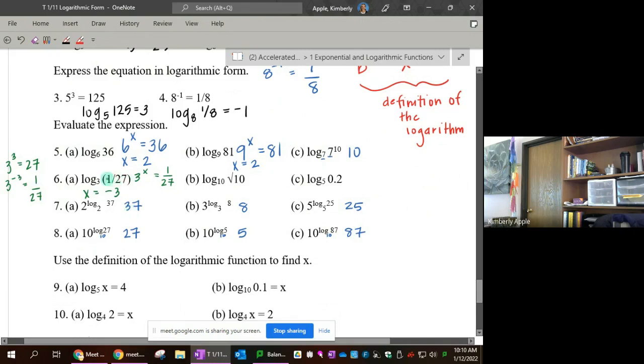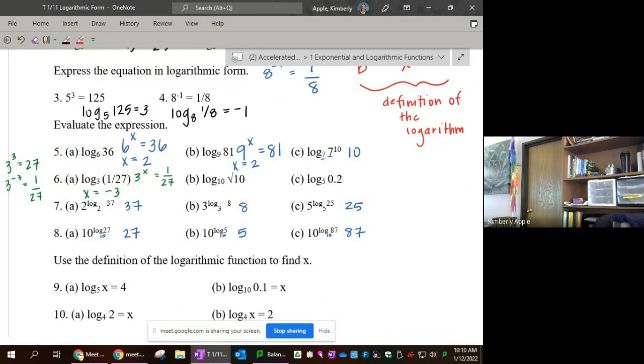So if you see one like this, just understand that you're going to have a negative in the exponent, and you just need to find what power you're looking for.